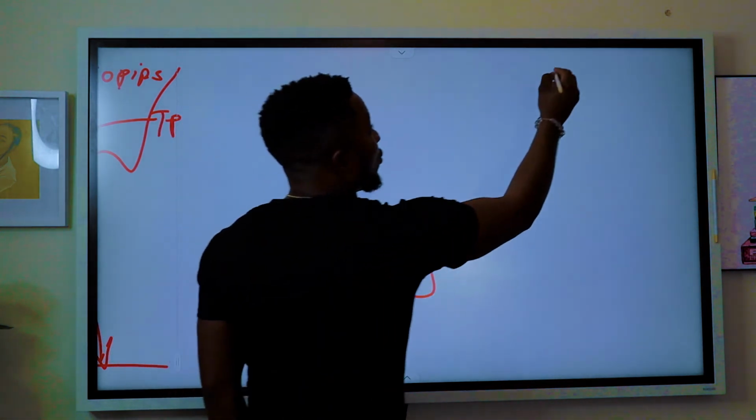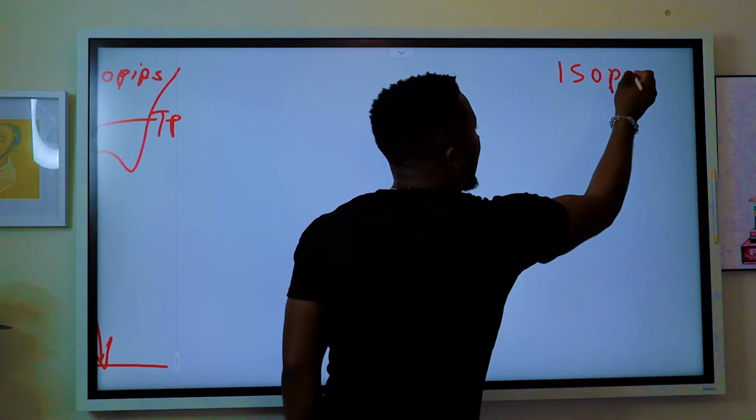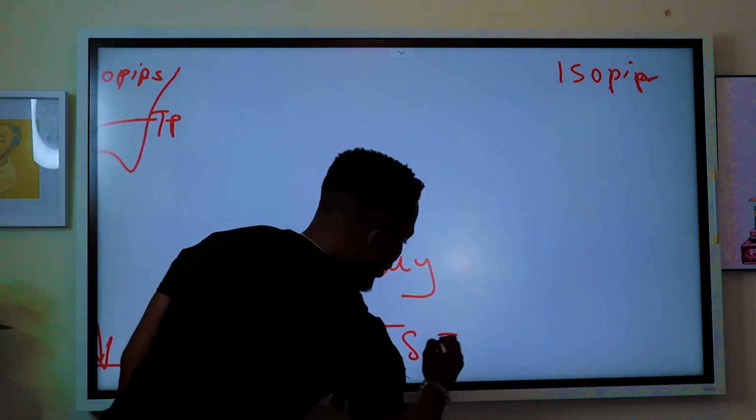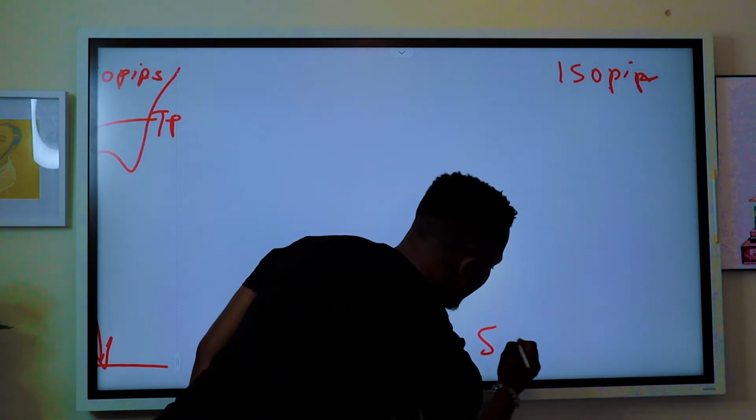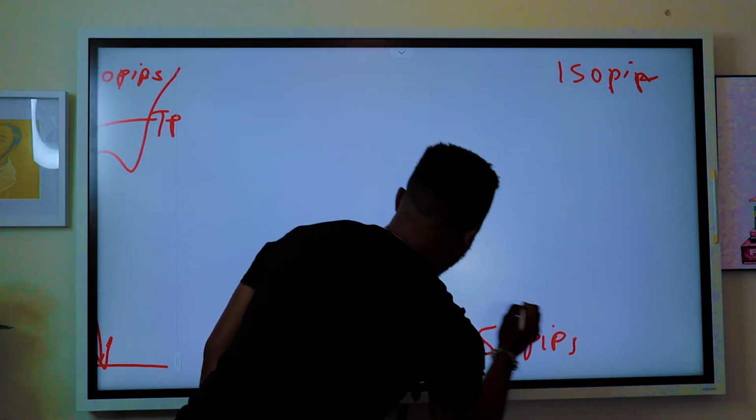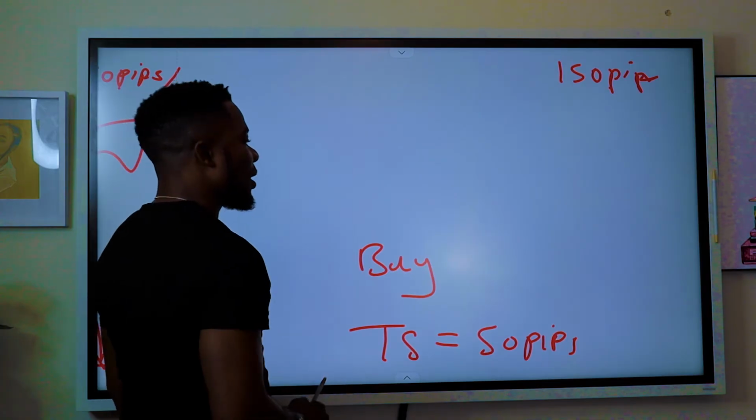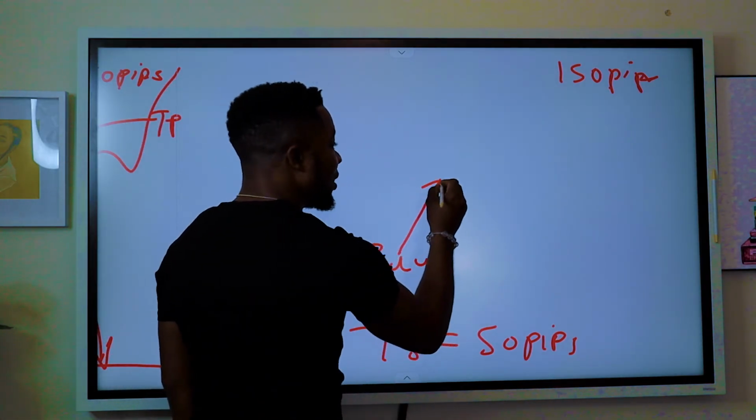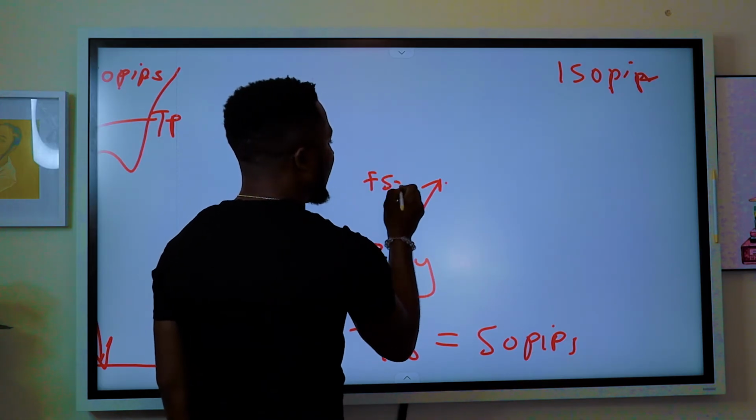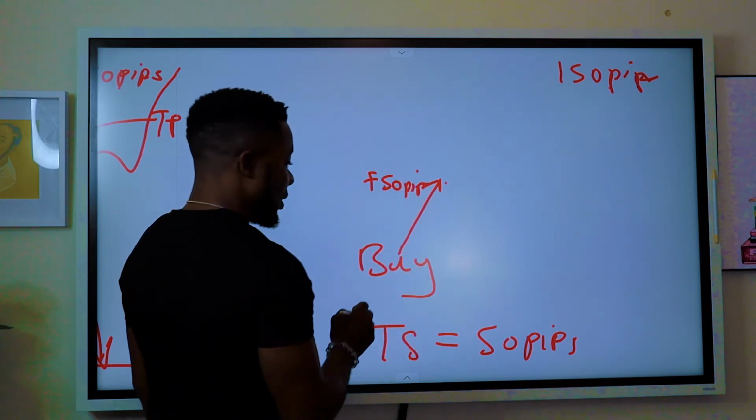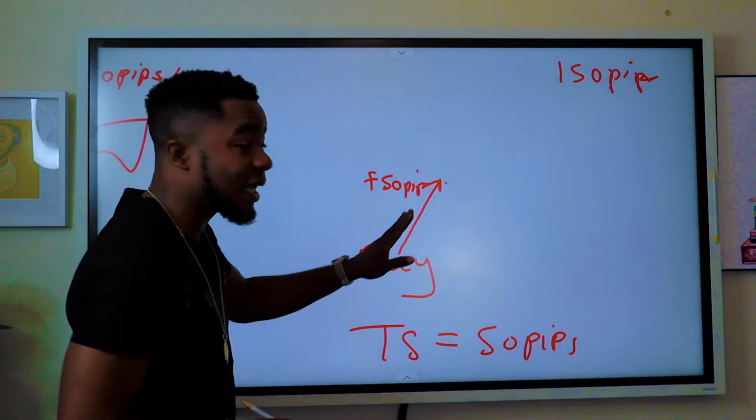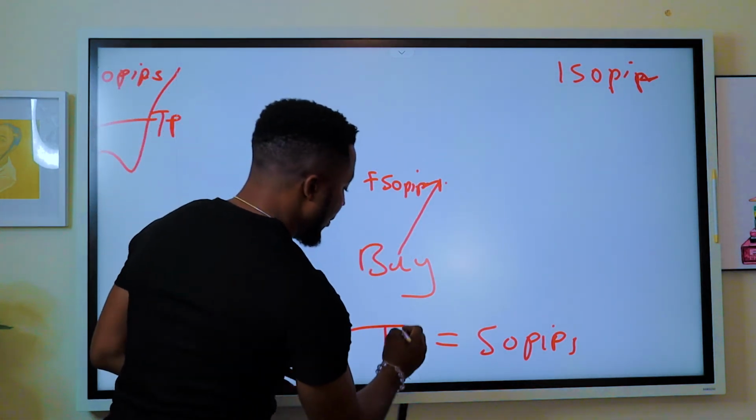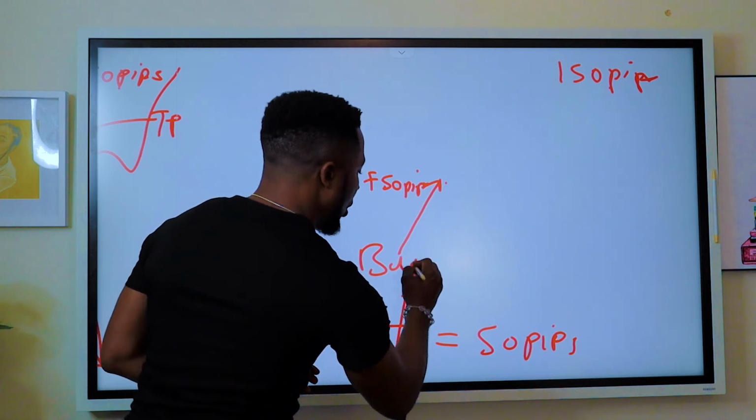And my target is 150 pips away, and I put my trailing stop of 50 pips. Let's just say a trailing stop of 50 pips, and I buy. Remember, I bought somewhere here. If the market goes up by 50 pips, since my trailing stop is 50 pips, my stop loss will go up.